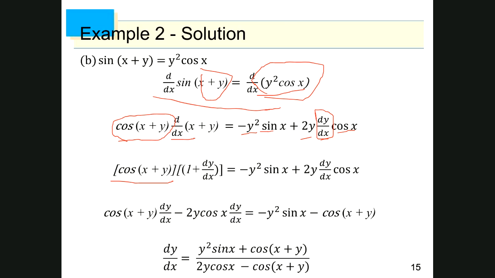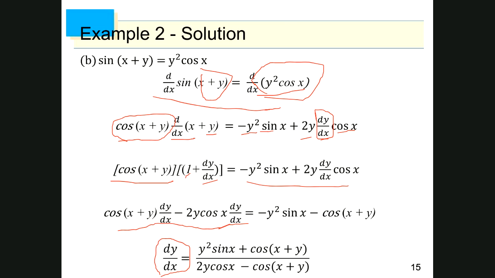If you differentiate x plus y, obviously if you differentiate x, you just get 1. If you differentiate y, you get 1 times dy dx. Again, we must include dy dx whenever you differentiate the y. This side, there's nothing to do. Now, this step here is me grouping every term containing dy dx on one side and taking everything else on the other side. Finally, factor out dy dx and divide all through to get your final result.